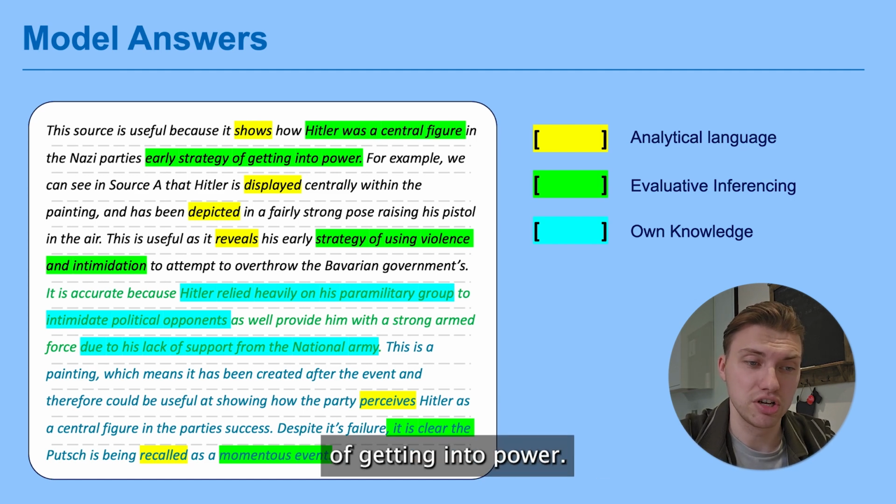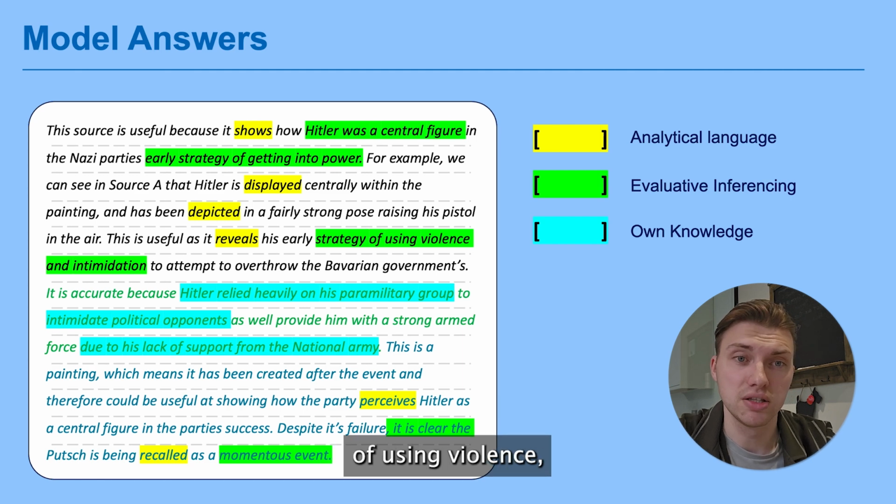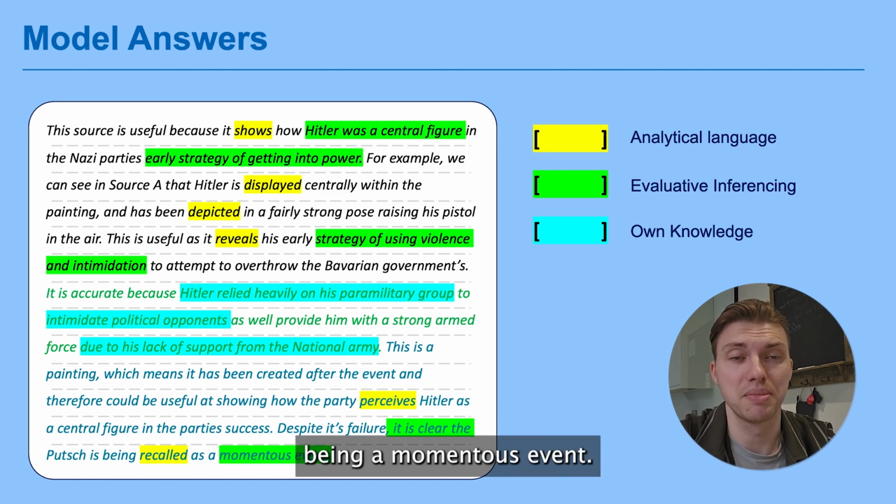The second thing of our evaluative inferencing is that we can see Hitler was a central figure. It was early strategy of getting into power. There's a strategy of using violence. It is a clear indication of it being a momentous event.